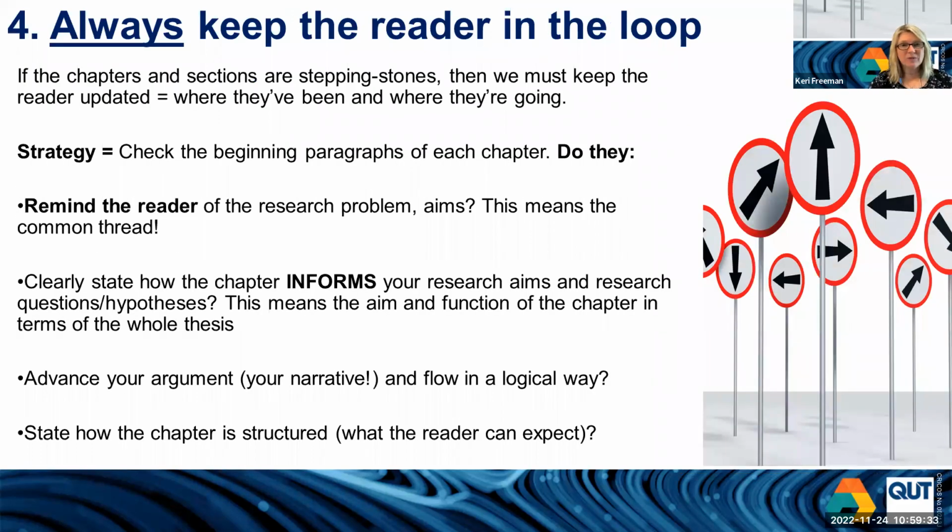Always keep the reader in the loop. That's how we keep this story going. Keep them informed. Tell them what's happening. Tell them what you're thinking at every point. Make sure you've got beginning paragraphs at the start of every chapter, reminding the reader of the problem, of the aims. That's your common thread. Say how the chapter is informing those aims and research questions. And how are you advancing the argument in these chapters and also in each section. Always tell the reader at the start as well how the chapter's structured. You need them on board, all right?